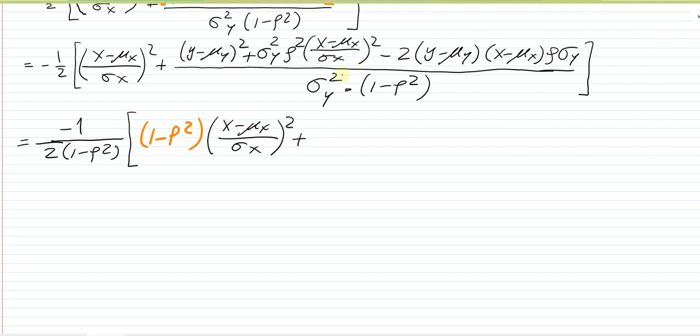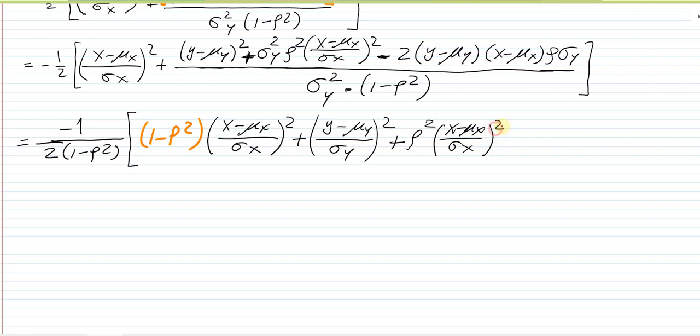with this long fraction, I'm going to break up the numerator into 3 parts. The first part is going to be y minus mu y over sigma y quantity squared. Remember, the 1 minus rho squared is factored out, so it's no longer there. So it's just sigma squared y. I'm going to divide each of these terms in the numerator by sigma squared y. And then plus, that's the next one, the sigma squared y here for the second fraction, they're going to cancel out. So I'm just going to have rho squared times x minus mu x over sigma x quantity squared, negative 2 rho x minus mu x, y minus mu y, divided by sigma x and sigma y.